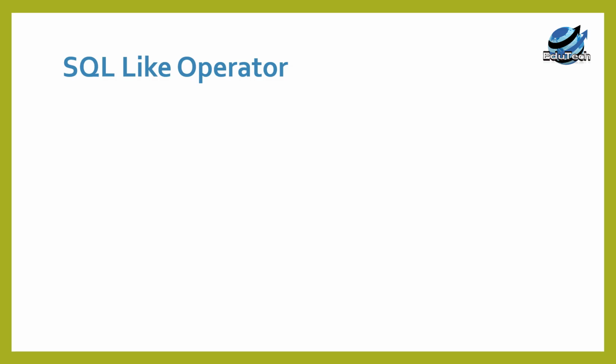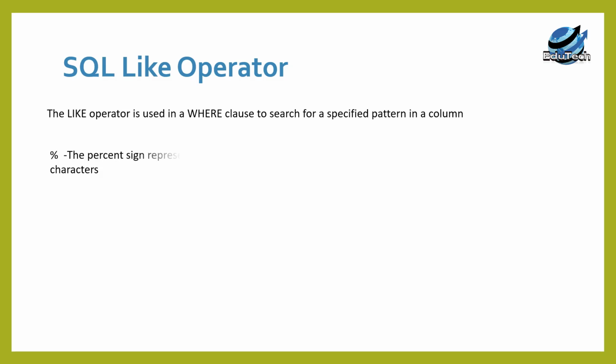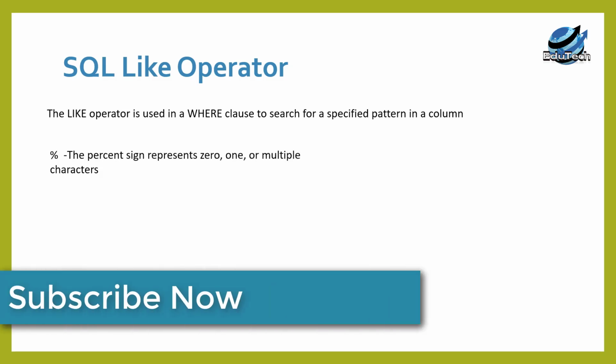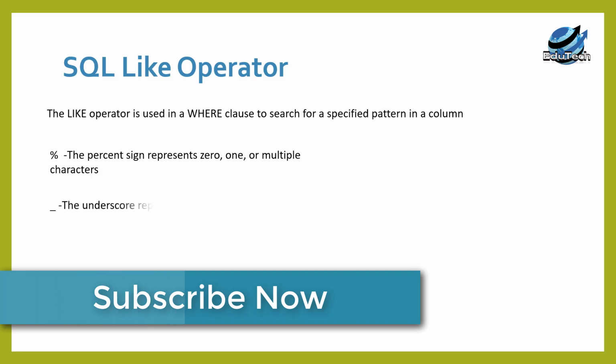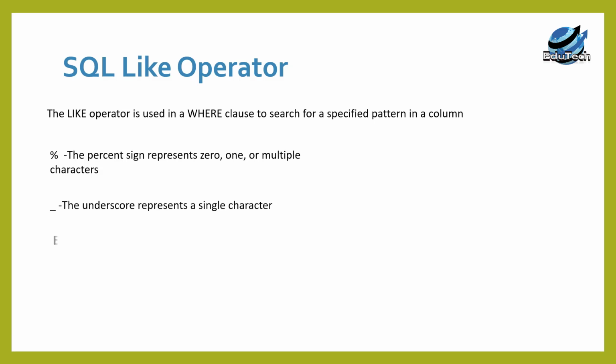SQL Like Operator. The like operator is used in a where clause to search for a specified pattern in a column. The percent sign represents 0, 1, or multiple characters. The underscore represents a single character. Example.